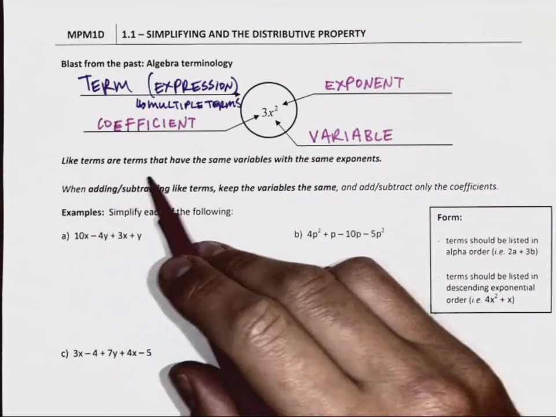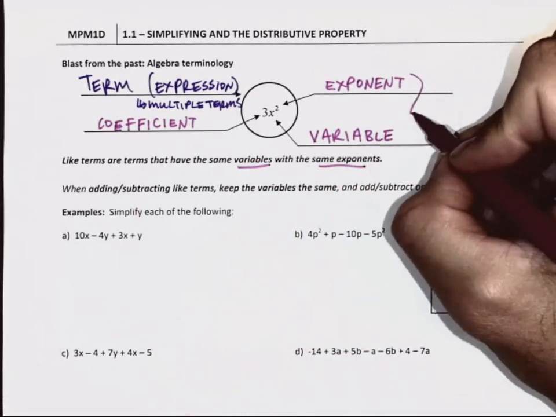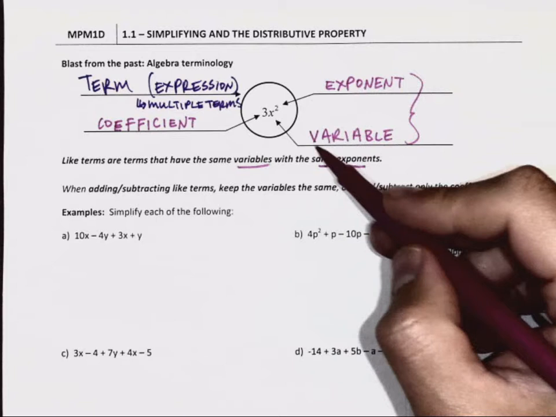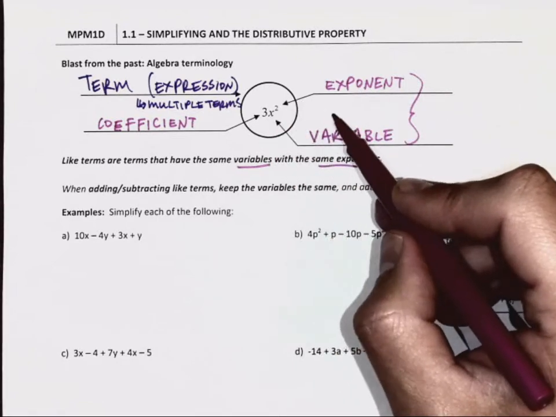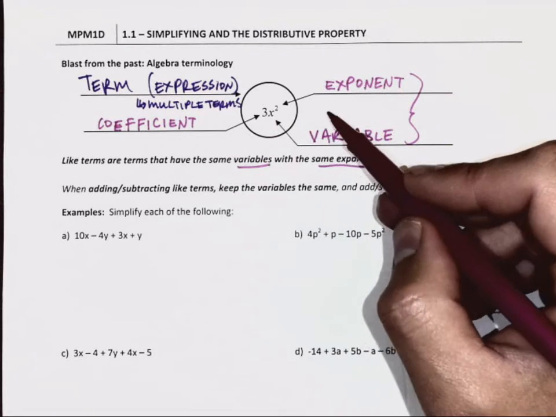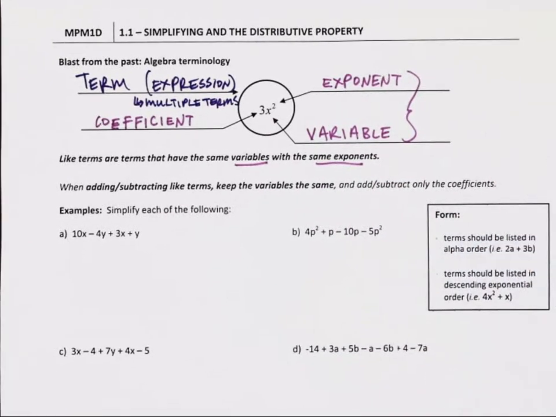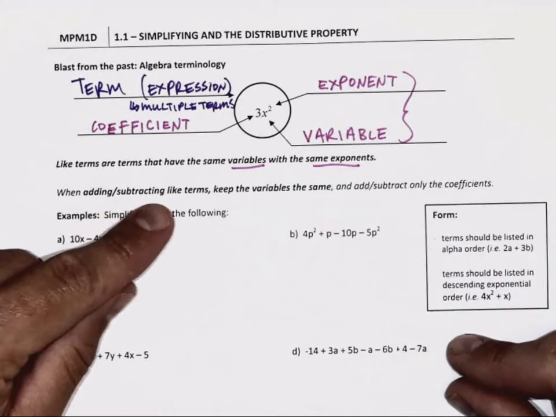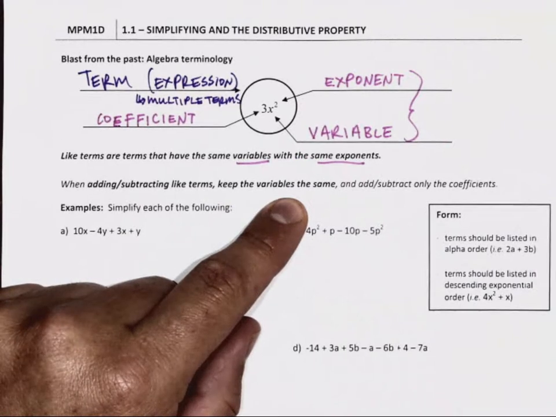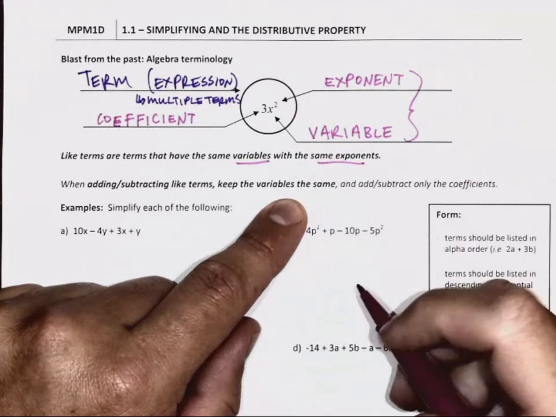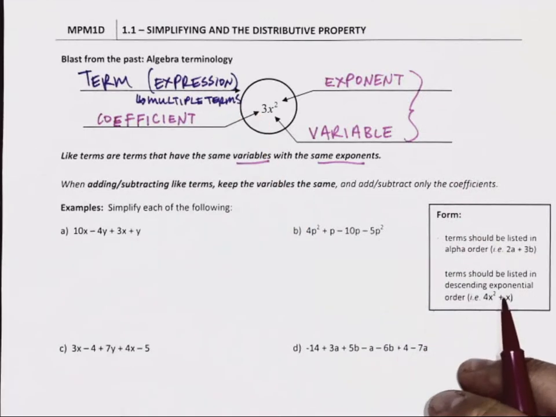So like terms are terms that have the same variable with the same exponent. So if we see 3x squared plus 4x squared, those are the same thing, so we would have 7 altogether. So remember, if we need to simplify, we're going to add and subtract like terms. The variable stays the same, so does the exponent on the variable. We only add the coefficients or subtract them.